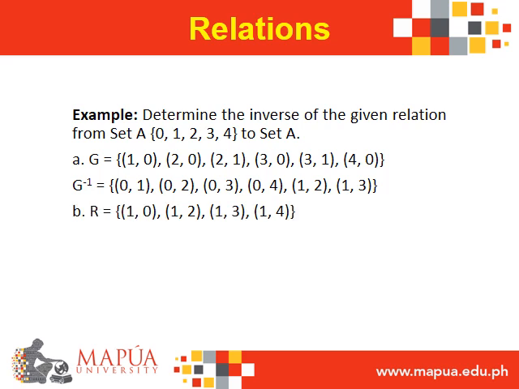Likewise, if we form a relation R from set A to set A, containing the ordered pairs (1, 0), (1, 2), (1, 3), and (1, 4), then the inverse of this relation would now contain (0, 1), (2, 1), (3, 1), and (4, 1).